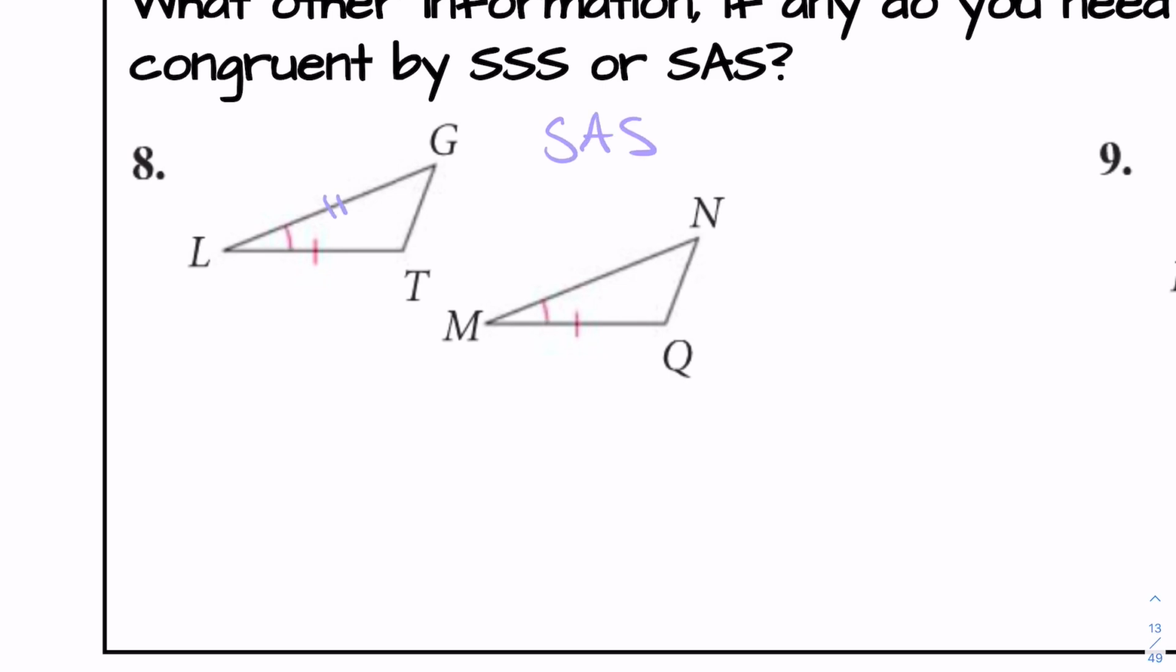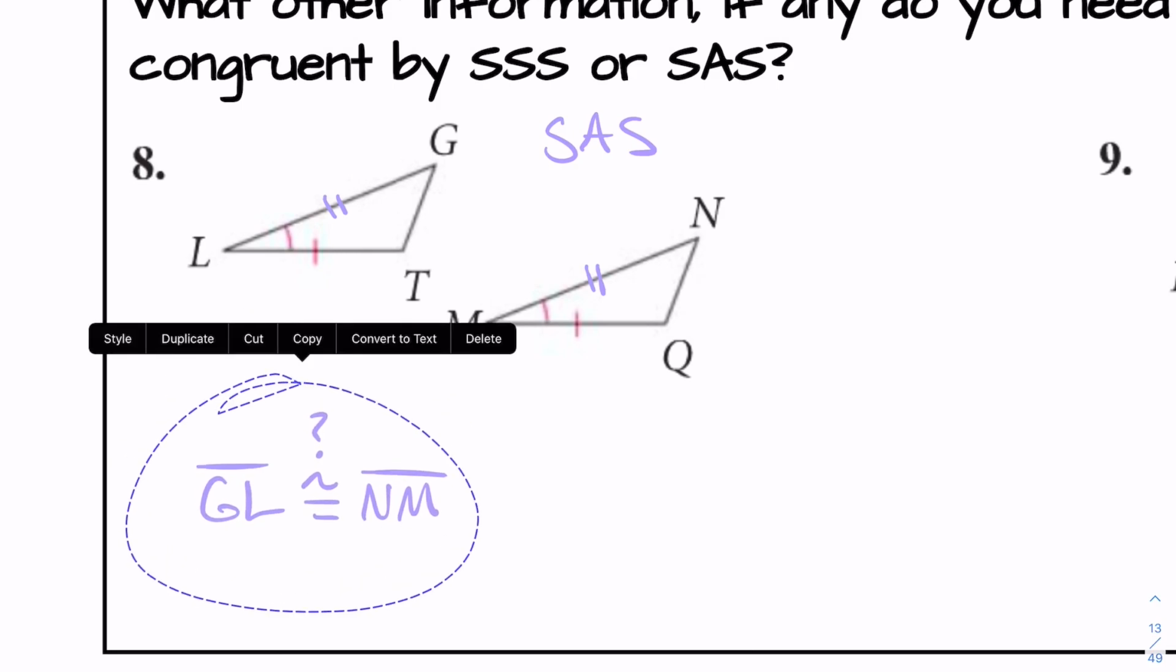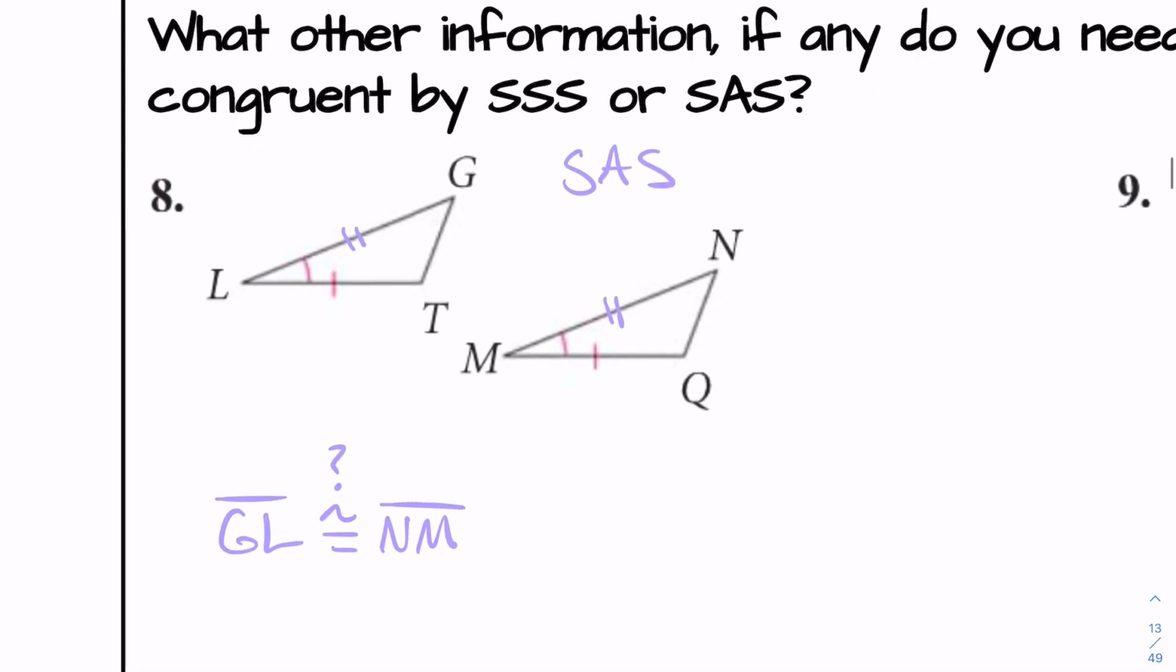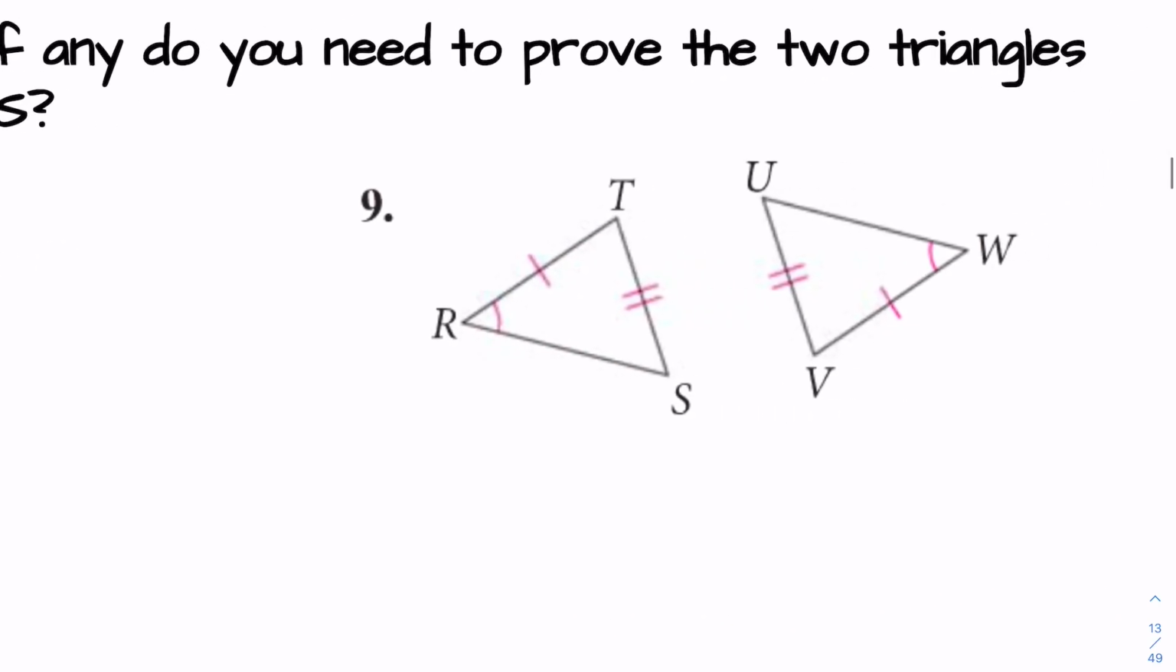I would need to know that GL was congruent to NM in that order. That is what I would need to know. That's the additional information because we have two of the three parts. Okay, this next one.